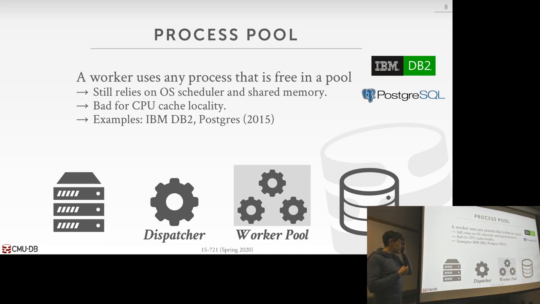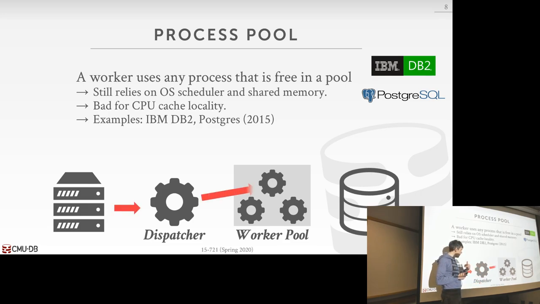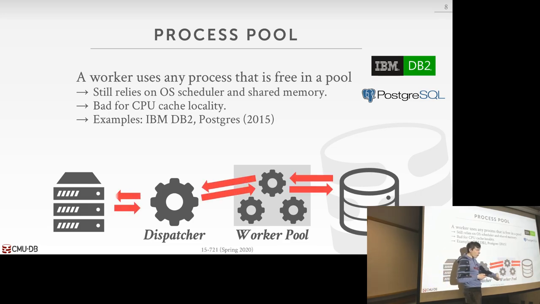The next approach is just an extension of the single process per worker. We have a process pool. And rather than the dispatcher forking off a new process for every single request that shows up, it knows it has a bunch of workers that are available to it that it can hand off the request to and have them run the query for us. And in some cases too, if I want to support intra-query parallelism, I can take a single query and run it across multiple processes, multiple workers.